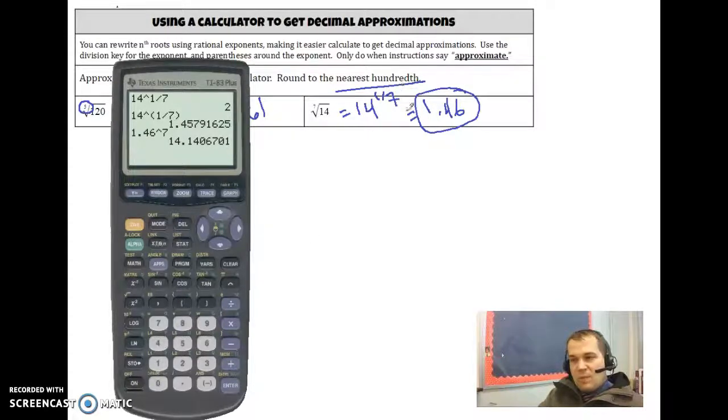So I would recommend just convert to a fractional exponent, use your exponent button, check your work. Guys, when you're using calculators, you do stuff wrong, but do a good job. Good luck.